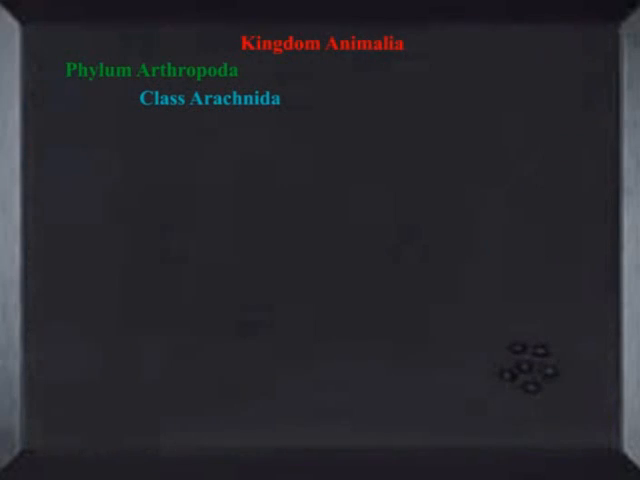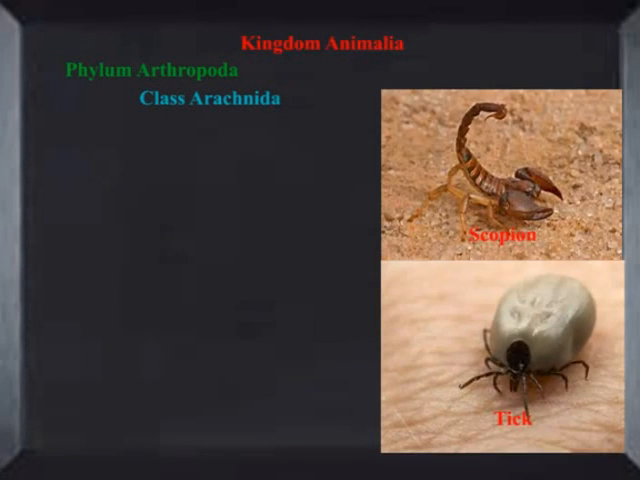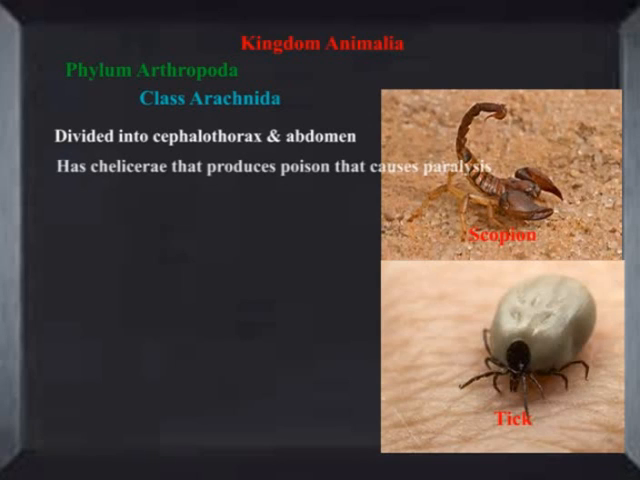Next is class Arachnida, and this class includes the spiders, scorpions, ticks, and mites. The body is divided into 2 parts, that's the cephalothorax and the abdomen. The cephalothorax consists of the fused head and the thorax. The ventral side of the cephalothorax has 2 chelicerae, each having a claw-like structure which produces a poison that paralyzes its prey. The cephalothorax has 4 pairs of walking legs, each having 7 joints.